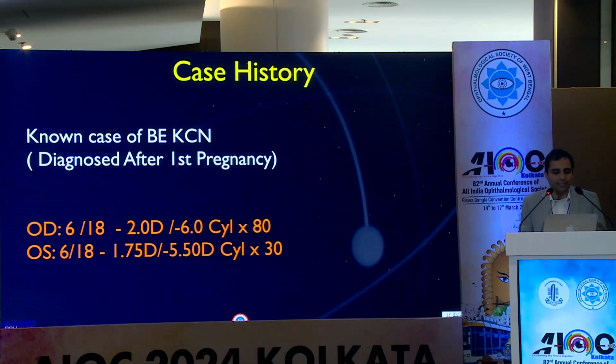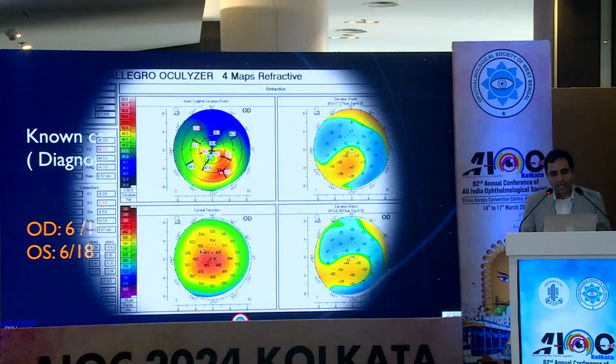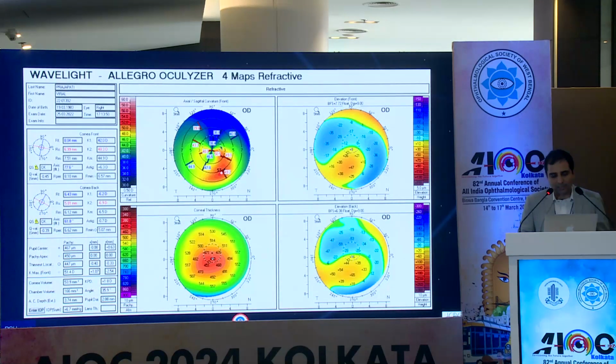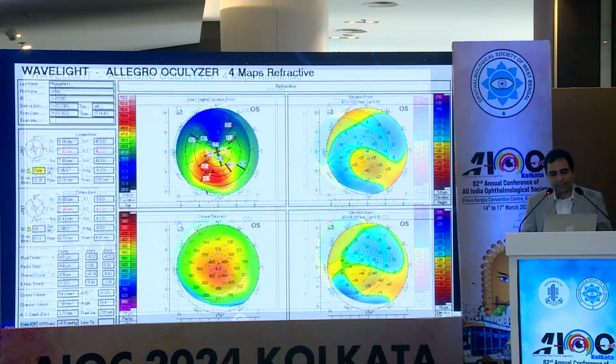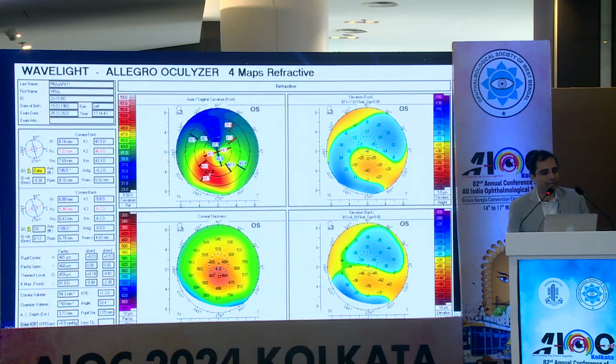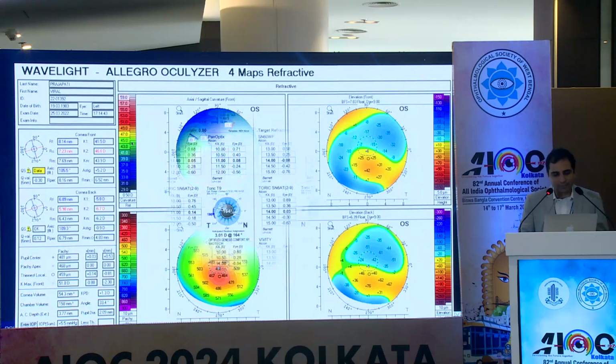I'll just share one case of a known case of keratoconus diagnosed after her first pregnancy. She presented to us with cataract, never used contact lenses, and was managing with glasses with high astigmatism. When we looked at her Pentacam, as you can see in her mesopic pupil, there is reasonable regularity of the astigmatism. The right eye is relatively better compared to the left eye. And you can see more than 5 diopters of astigmatism measured in both eyes.